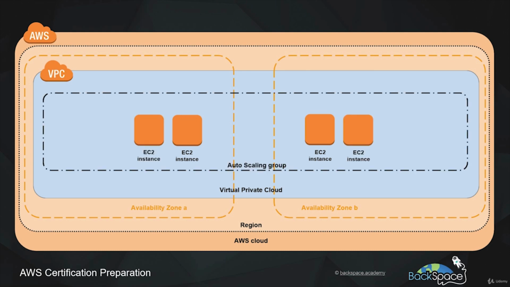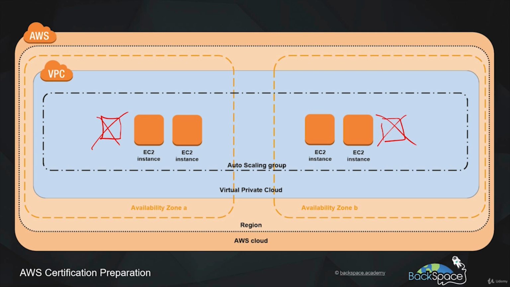So if demand on one of those or a group of instances increases, the auto-scaling group will add instances to accommodate that. And vice versa. If the demand goes down, we will reduce our number of EC2 instances. And that allows for elasticity in our design.